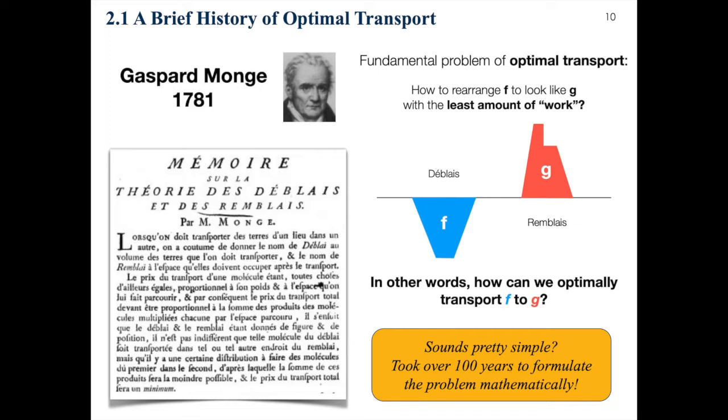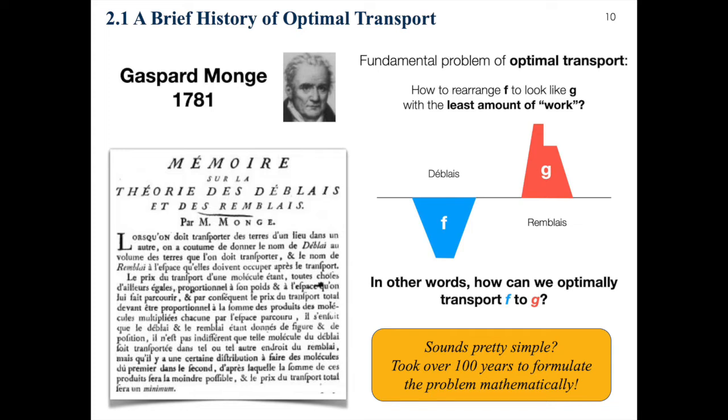So Monge actually started the whole field of optimal transport from a very simple and practical question. It was during the French Revolution, and as a military engineer, Monge was concerned about the question of how to build an earthwork with the least amount of effort. So in other words, how to rearrange a pile of dirt to look like another pile of dirt with the least amount of work. So this defines the fundamental question of optimal transport.